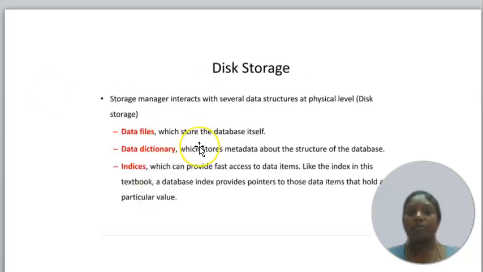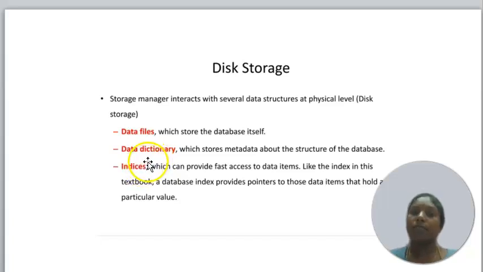Next one is the disk storage. Disk storage interacts with the several data structures or physical level of storage. It has three parts: data files, data dictionary, and index. Data files store the data. The data dictionary is data about the data; it is called metadata. It has the structure of the data that can be stored inside the disk.